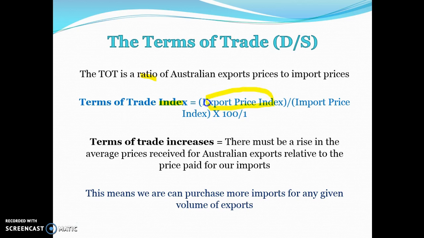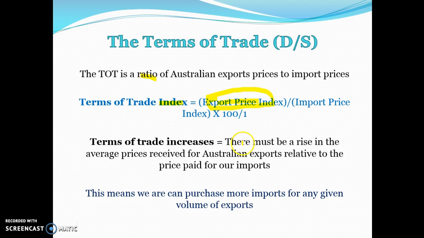So to get this export price index, we're measuring the average values, our average prices of a range of exports, and they're weighted according to how much we trade that commodity. So things like iron ore and coal have a really high weighting because we export a lot of them, and then things that we export less of will have a lower weighting. So it's an index of the average price of exports divided by the average price of imports.